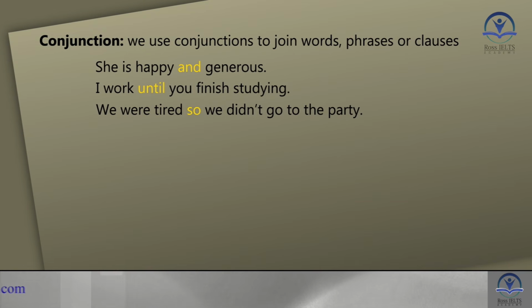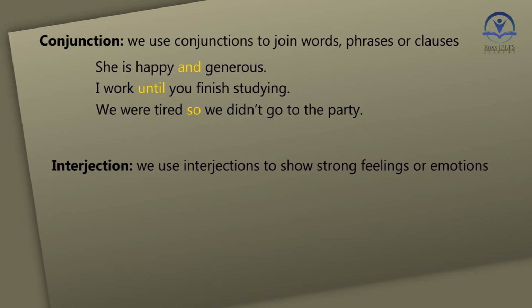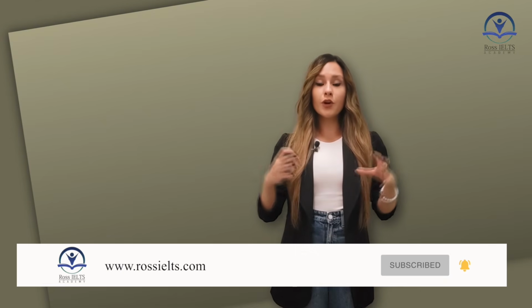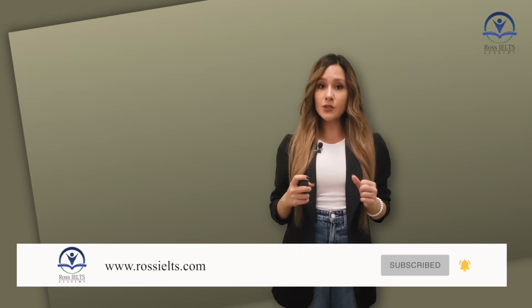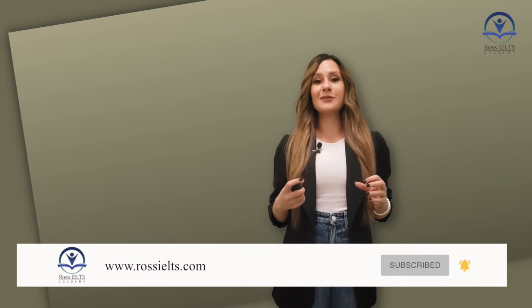And the next one is interjection. We use interjections to show strong feelings and emotions. For example, wow, what a lovely kid you have. Wow is that word. So make sure to learn how a word functions in the sentence. This way, you can guess the meaning of the difficult word in context.